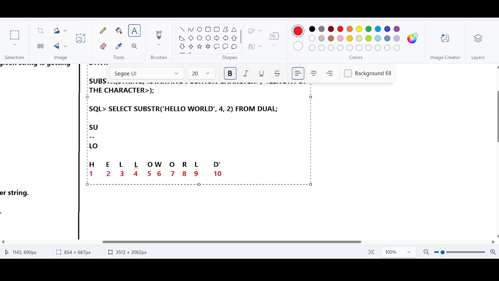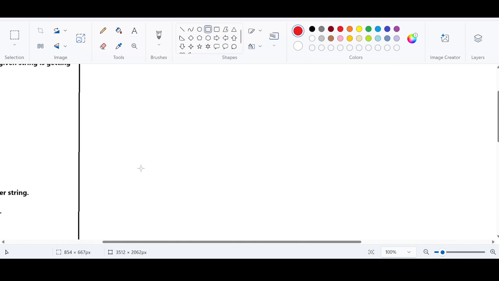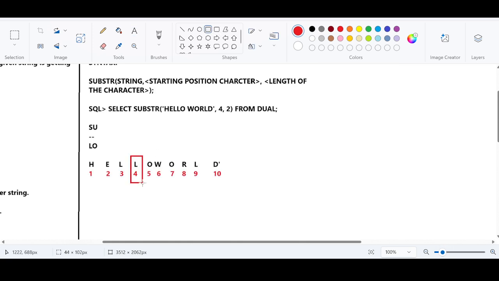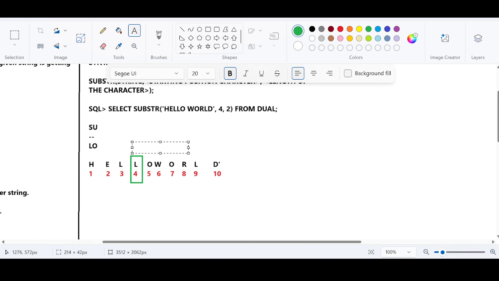Right? So the second parameter is actually doing what? You are just specifying the position. So in this case, you are specifying the fourth position. From the fourth position, consider the 2 characters. So fourth position is this L. From this L, consider the next 2 characters, which is 1 and 2. We will get LO in the console.